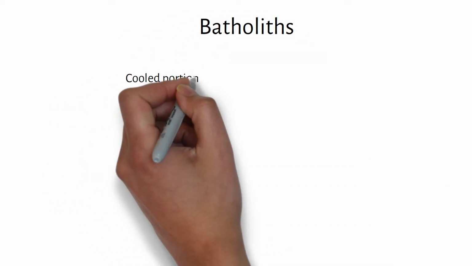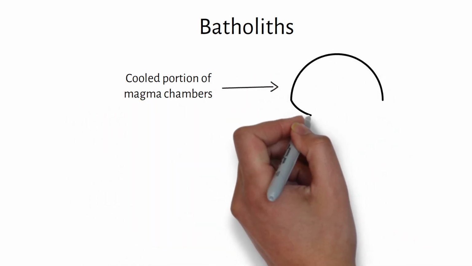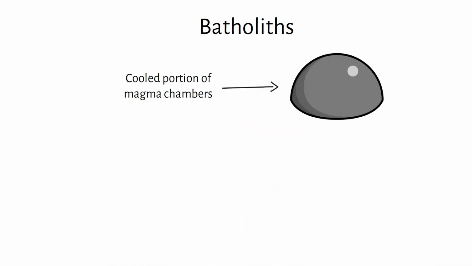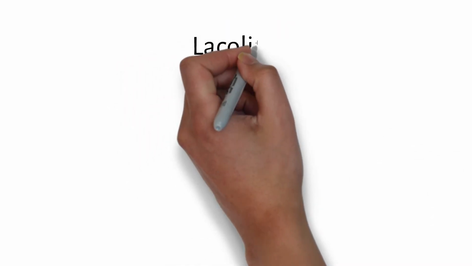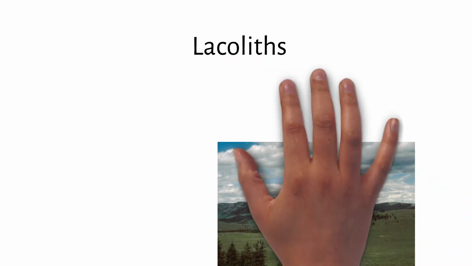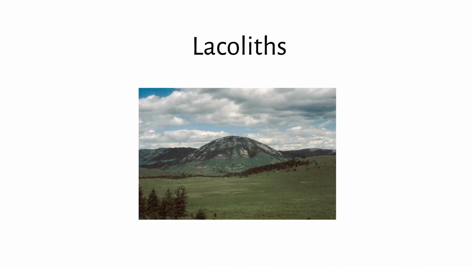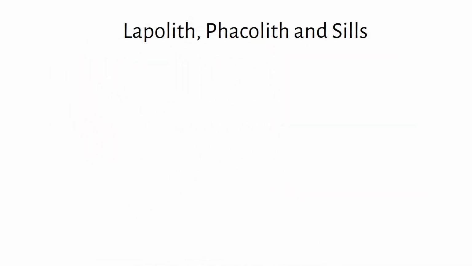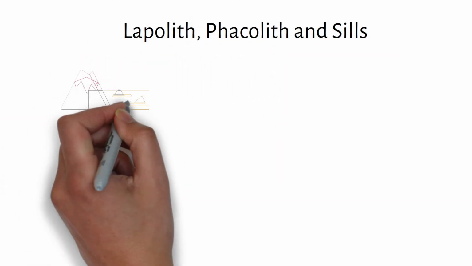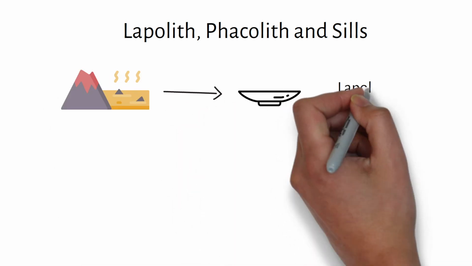The cooled portion of magma chambers that forms dome-like structures are called batholiths. These are granite structures. Laccoliths. These are similar to domes of surface volcanoes but are located in deeper depths. Lapolith, Phacolith, and silts. Lava that moves and rests in the form of a saucer shape is called lapolith.